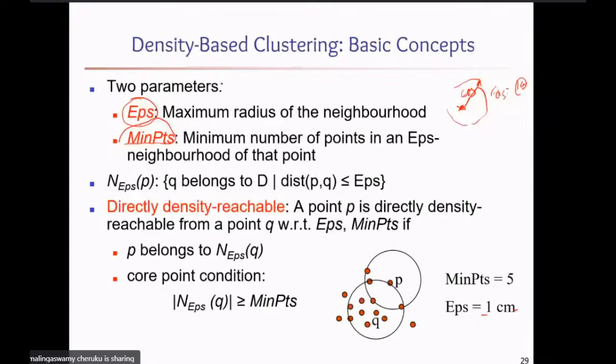So as I mentioned, this DBSCAN algorithm is able to identify clusters of different shapes. See, if there are different shapes, this is a different shape, triangle shape. So it's able to identify clusters of different shapes, need not be convex.